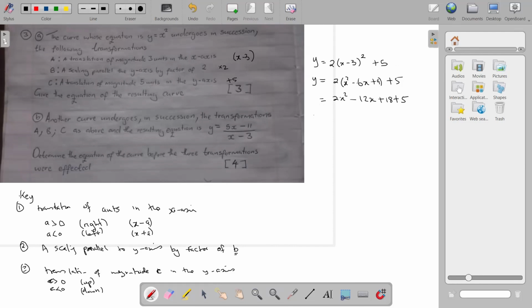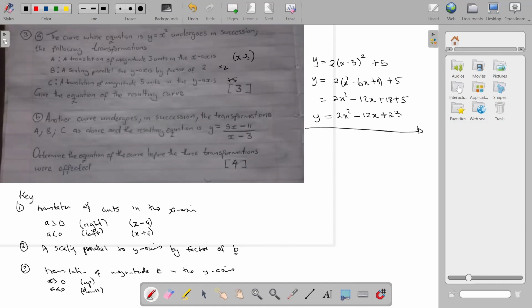So the final answer, the resulting function, is y equal to 2x squared minus 12x plus 23.